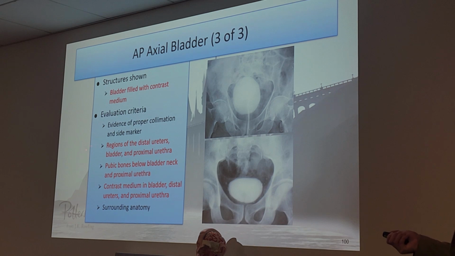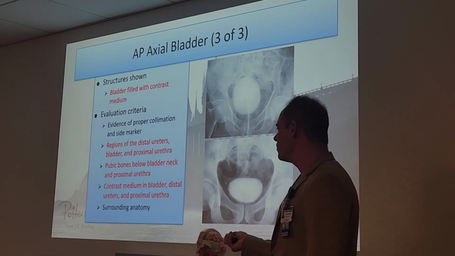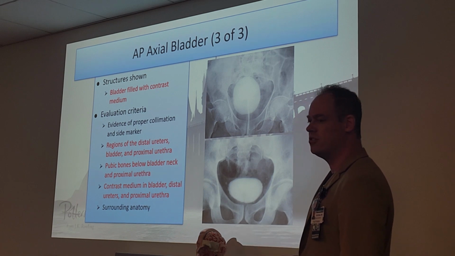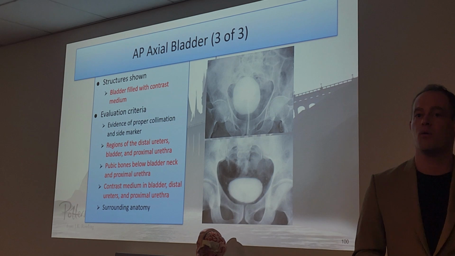By that angulation, correct. And contrast medium in the bladder, distal ureters, and proximal urethra as needed. We're not really going to worry about the urethra if we're not voiding, unless they have some incontinence issues and it's just leaking out. But we'll definitely be worried about it if we are watching them void.